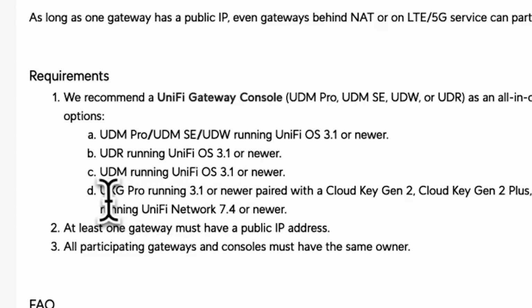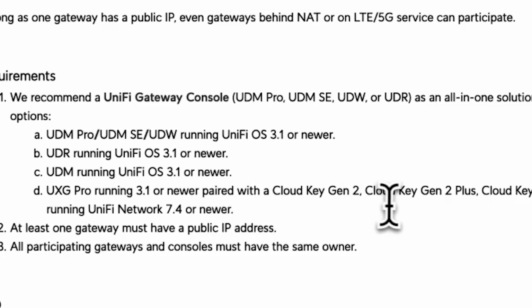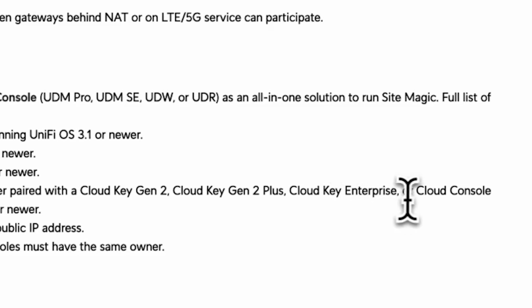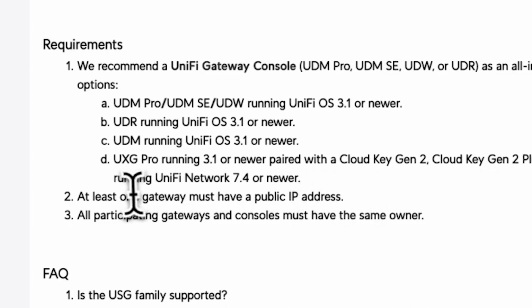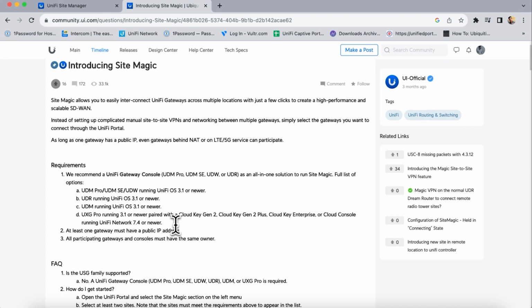And if you have a UniFi UXG Pro gateway, it should be running version 3.1 or newer, and it should be paired with Cloud Key Gen 2, Cloud Key Gen 2 Plus, Cloud Key Enterprise or Cloud Console, and that network must be running UniFi Network 7.4 or newer. So you can't pair it with a hosted cloud controller like Hostify, or if you are doing a self-host.